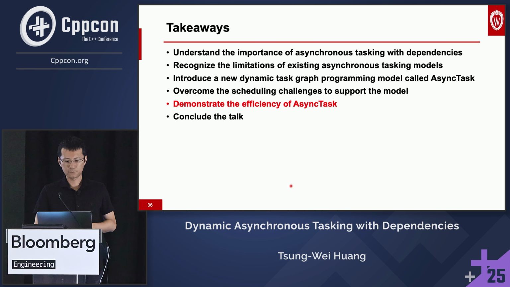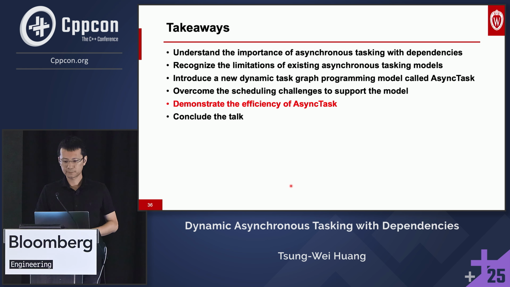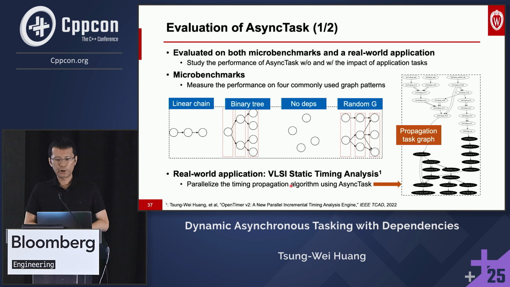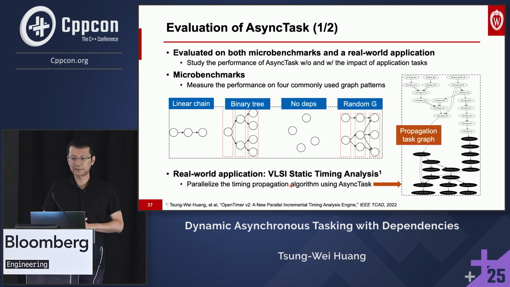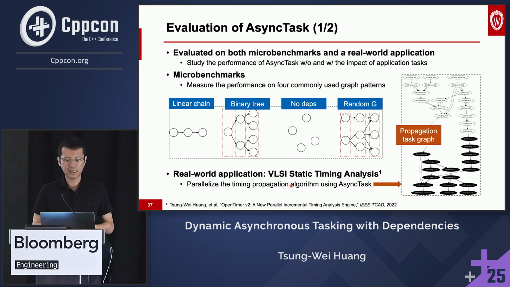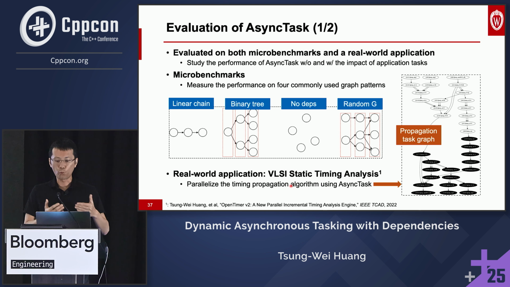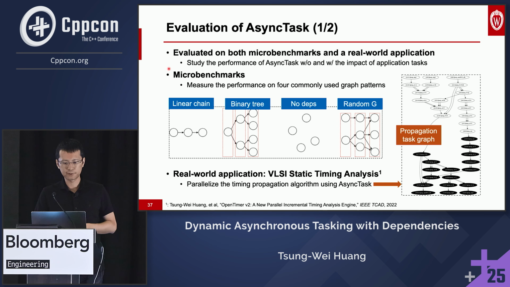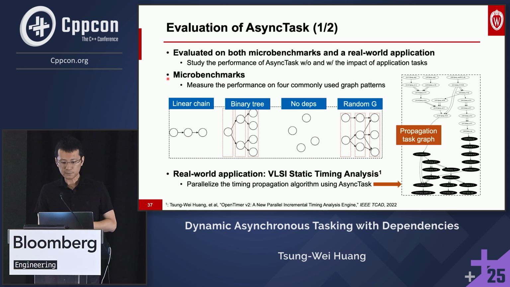Now, I am going to demonstrate the efficiency of AsyncTask. We evaluate the performance of AsyncTask on both micro benchmarks and a real-world application to study the performance without and with the impact of application tasks. In terms of micro benchmarks, we measure the performance on 4 commonly used task graph patterns: linear chain, binary tree, embarrassing parallelism, and random graph.